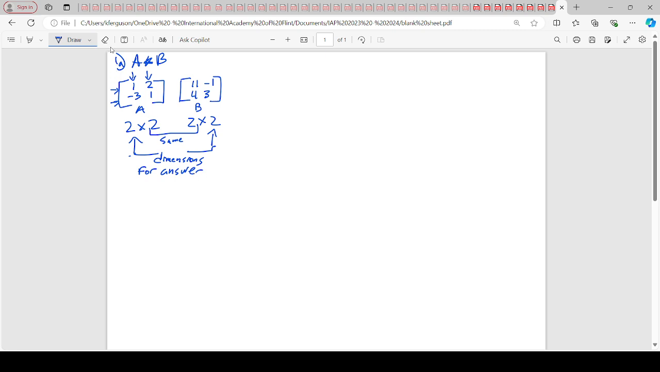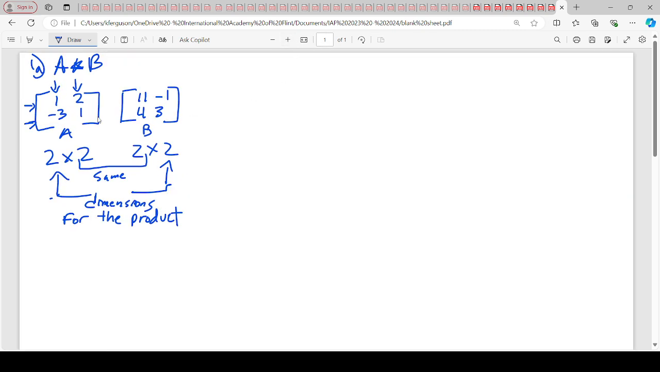Or you know what? Let's get a little fancier, and let's say it's the dimensions for the product, because the product is the name of the answer to a multiplication problem. So we're going to multiply these two things, right? And we're going to get a 2 by 2 matrix. So to start, I'm just going to give myself a 2 by 2 spot.